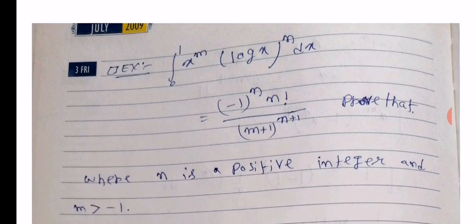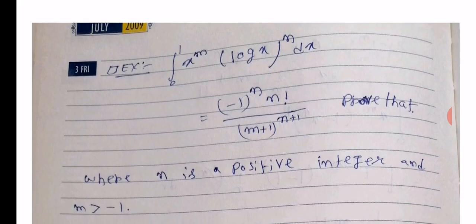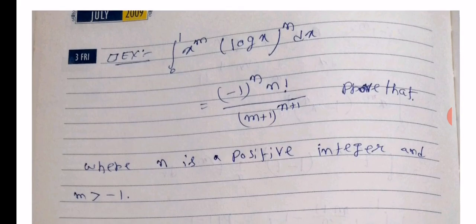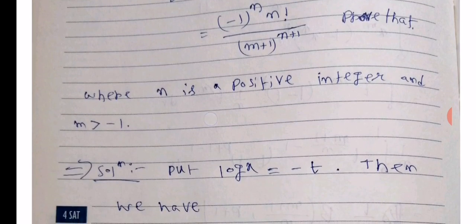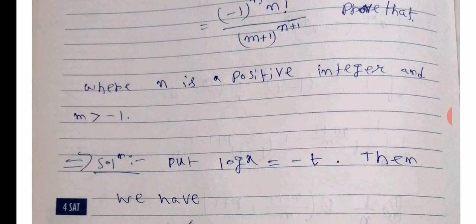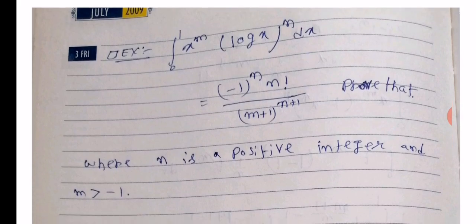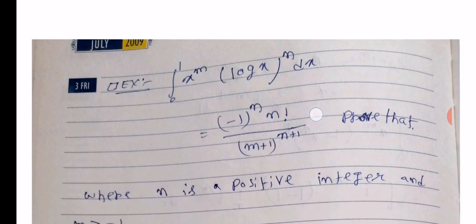Similarly, coming to the next question, solve this integral and prove that integration 0 to 1 x to the power m (log x) to the power n dx equal to (minus 1) to the power n factorial by (m plus 1) to the power n plus 1, where n is a positive integer and m is greater than minus 1. So what we will substitute? We will substitute log x equal to minus t here.